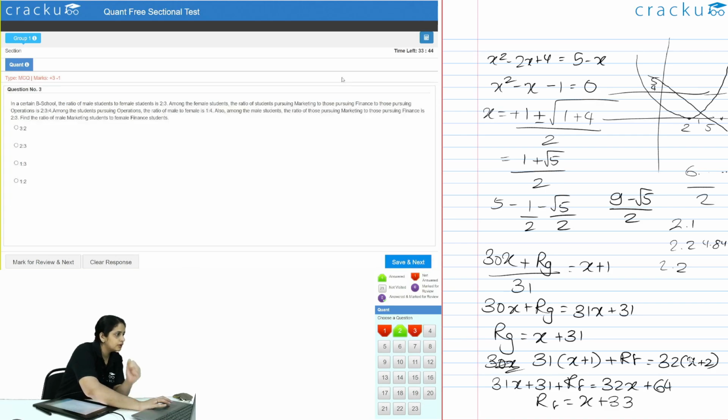So the next: in a certain B school, the ratio of male students to female students is 2:3.